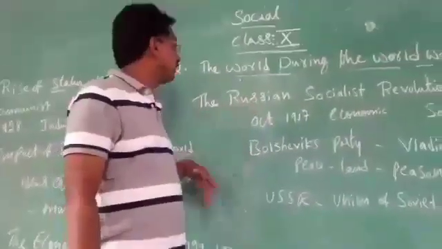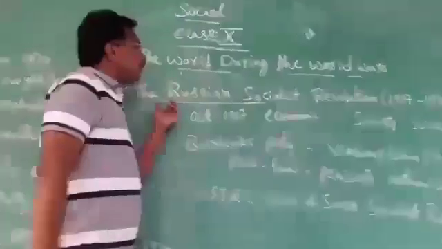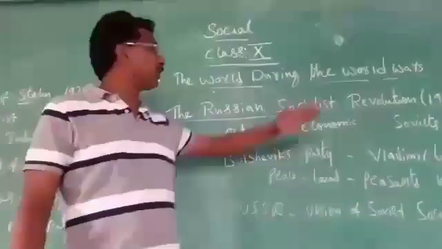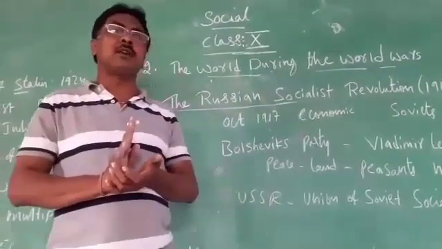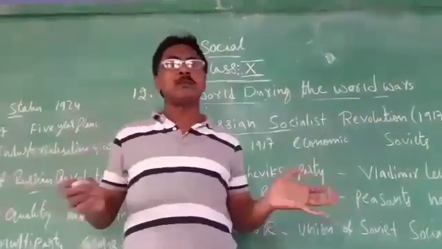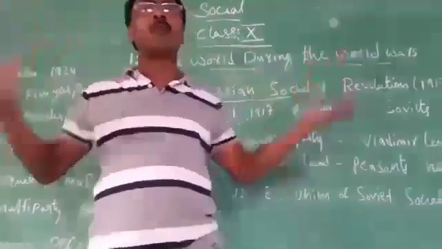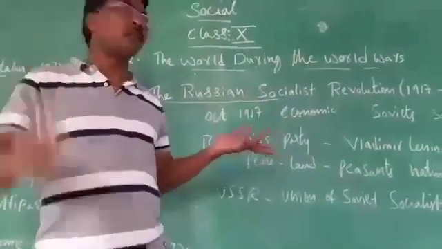After that, what happened? The Russian Revolution, the Russian Socialist Revolution. What is the Russian Socialist Revolution? What is the meaning of socialist or socialism? The wealth is shared equally for all the people. That wealth should be shared equally for all the people.